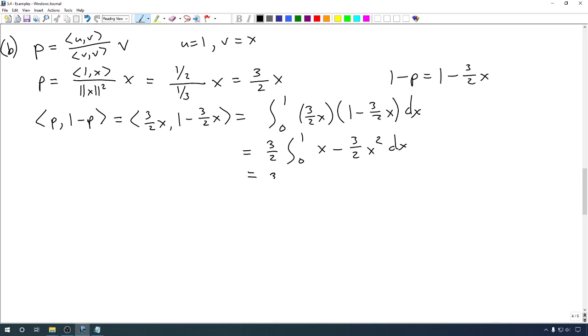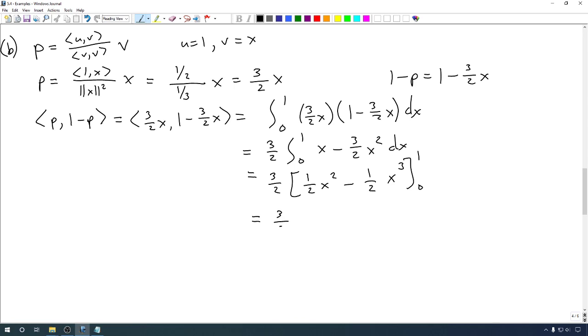If we integrate that, we have a 3/2 times, well, integral of x is 1/2 x squared. Integral of x squared is 1/3 x cubed, so we'll have an x cubed here, but 1/3 times 3/2 just leaves us with a 1/2. That's going to be evaluated from 0 to 1.